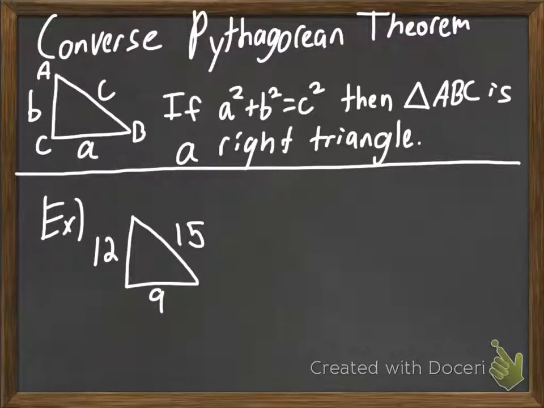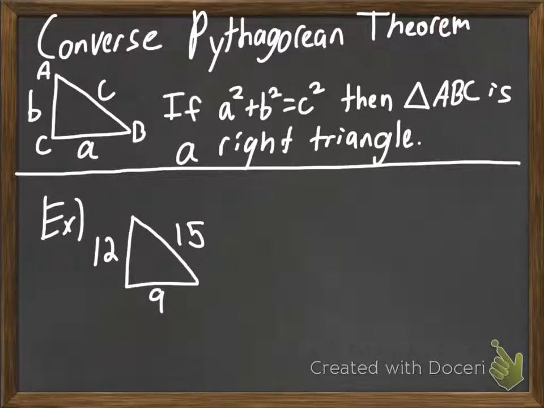But what we do know is that if a squared plus b squared equals c squared, then we can say that triangle ABC is a right triangle. So, using the converse, we're going to say whether or not a triangle is right or not. We're not going to be solving for any missing variables. We're basically just saying, is it a right triangle or is it not a right triangle?